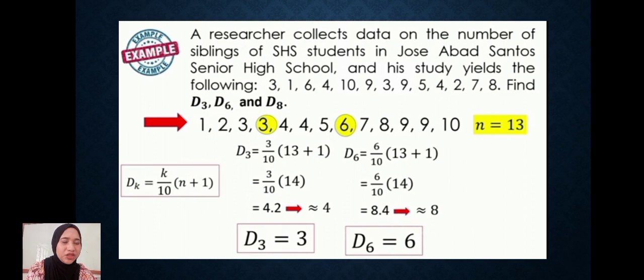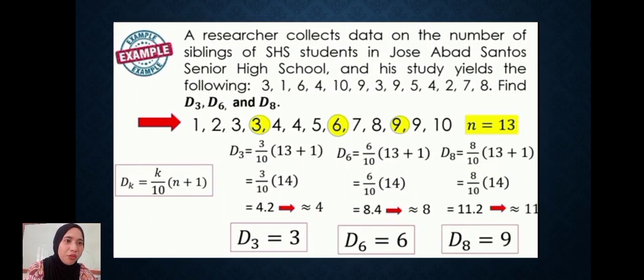Next, we have D6. Just follow the formula. We have the K, which is 6, and N is stay as 13. So, we have 14 times 6 over 10. So, we have 8.4. Napansin nyo na 8.4 siya, meaning stay po tayo, hindi tayo mag-add 1. So, magiging 8. So, yung pang-8 natin na data, yun yung D6 natin. Yung D6, which is equal to 6. Okay? So, in the 8 positions, position of our data is 6.